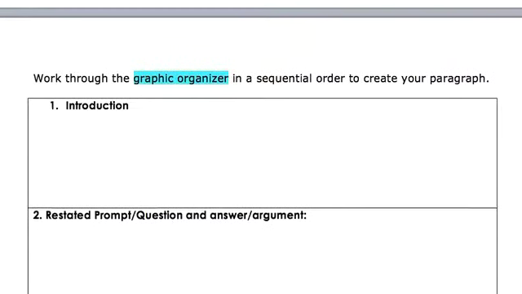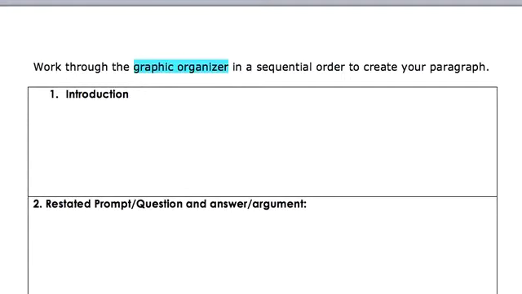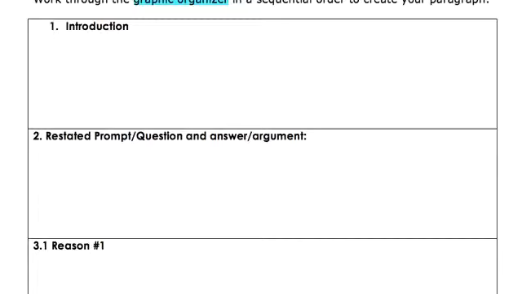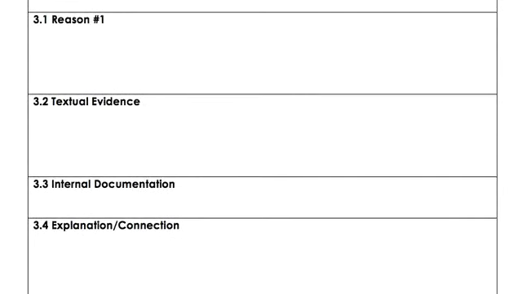Now, within the graphic organizer, everything is numbered. So first you have the introduction. Then after that, you have the restated prompt or the question and answer argument section. Following that, you have part 3, which is your first reason. So 3.1 would be your reason, 3.2, your textual evidence, 3.3, your internal documentation, so the parentheses with the author's last name and the page number.